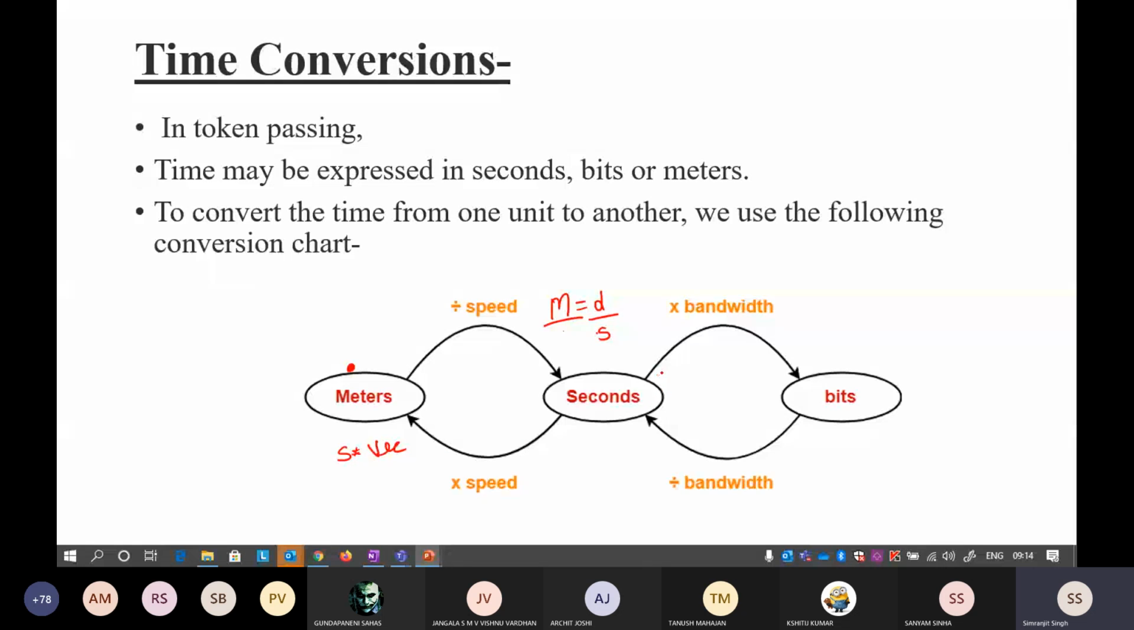If your time is given in bits, it means it is given in terms of length, so you should divide this time by bandwidth to get seconds. You already know length by bandwidth is your propagation delay. It can happen that your time is given in terms of bits, which means they are giving you the length in terms of propagation delay. If you want your time in seconds, you just divide it by the bandwidth. Okay, so you can take another example.